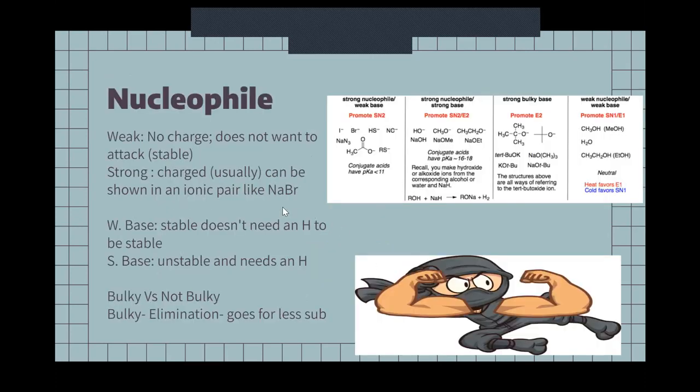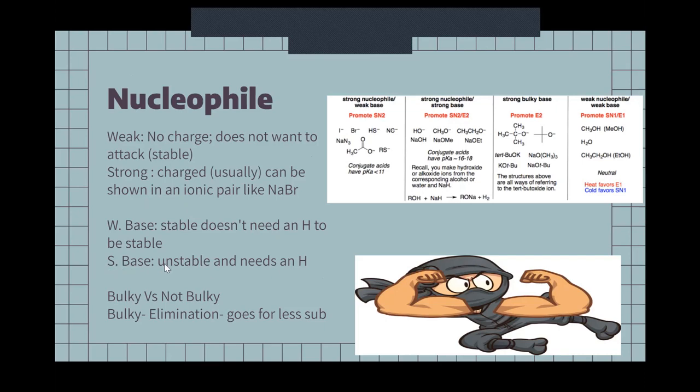So, nucleophiles. If it's weak, it usually has no charge and it doesn't want to attack because it has no charge. It's like, I'm stable, no need to attack, bye. Strong usually is charged. It can be shown in ionic pairs like NaBr, for example NaN3, an ionic pair, NaOH, ionic pair, NaOMe, ionic pair. So as long as it has a negative charge, it usually should be a strong nucleophile.